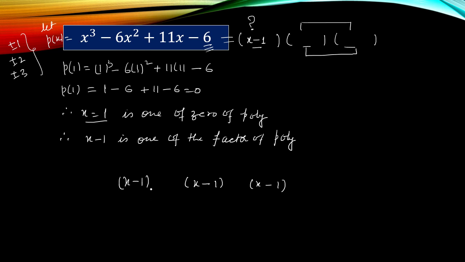We are going to write x minus 1 3 times. And why are we writing x minus 1 3 times? We are interested in getting the polynomial again by multiplying some literals and constants in x minus 1, x minus 1 and x minus 1. How to get it? Now see, if we multiply the first x minus 1 by x square, so x square into x, that is x cube, we get the first term.